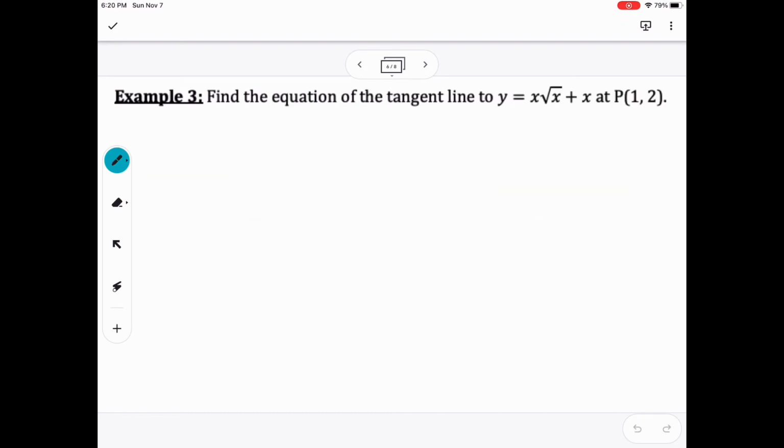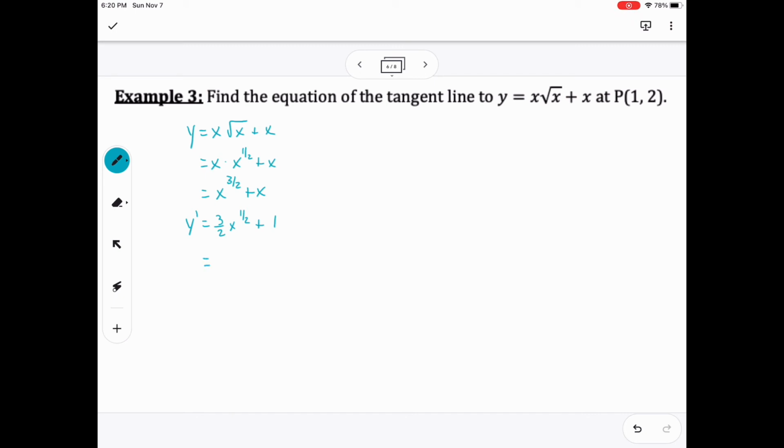Now I can apply this idea to other things that we've already talked about. So like finding the equation of a tangent line given a function and a point. Now for this one I have to rewrite this function so I can apply the power rule. So the square root of x needs to be rewritten as x to the 1/2. Like bases that are multiplied, I add the exponents, so that's how I get 3/2. And then I can apply the power rule. So that's how I get 3/2 x to the 1/2 plus 1.